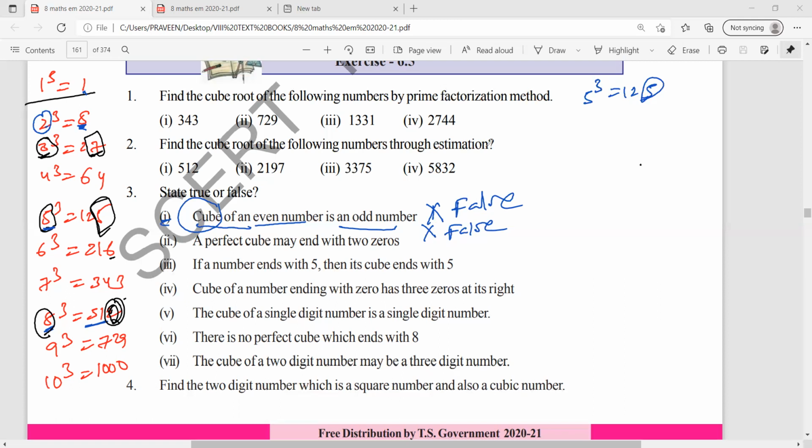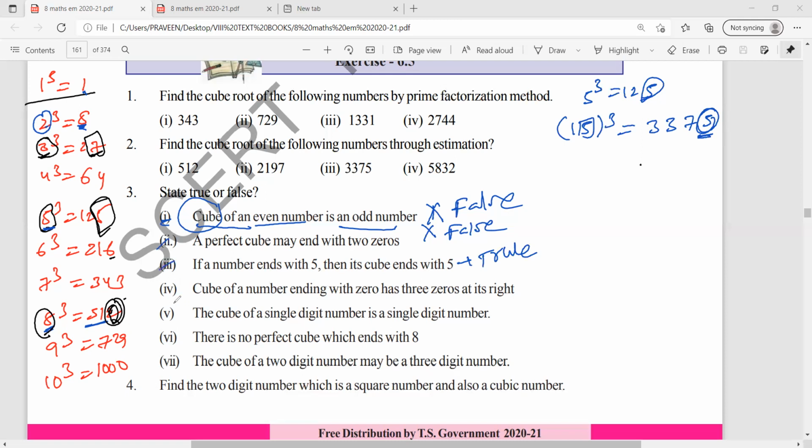You want clearance, one more you can take, 15. 15 is a number, and the number is ending with 5. If you take this 15 cube, the cube is also ending with 5, because 15 cube is 3375. This number is also ending with 5 only. So this concept is correct only. So it is true. Okay, clear it.